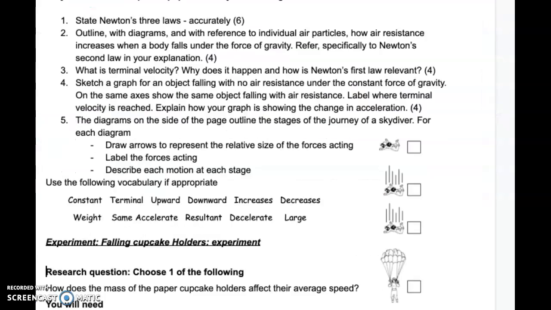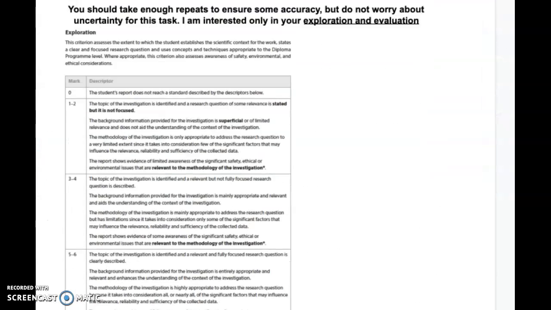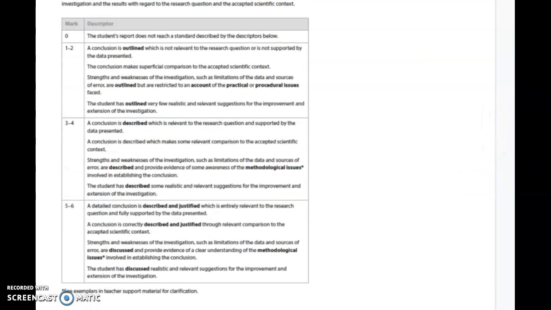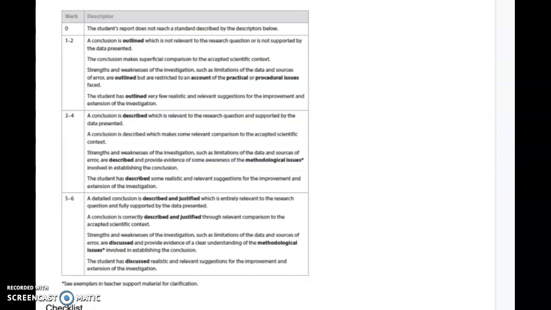Let me show you quickly the rubric. The only sections that I'm going to grade are the exploration and evaluation. So your exploration involves this section of the syllabus: that you identify the topic clearly, that your background information is appropriate, that your method is highly appropriate, and your awareness of safety. Those 4 things are really important. And then secondly, I'm interested in your conclusion and evaluation. Okay, so have a look at the rubric as well, and I look forward to reading your work.